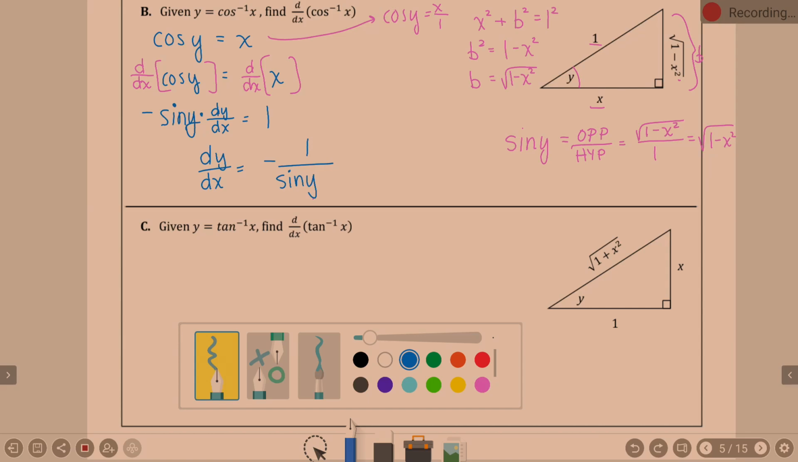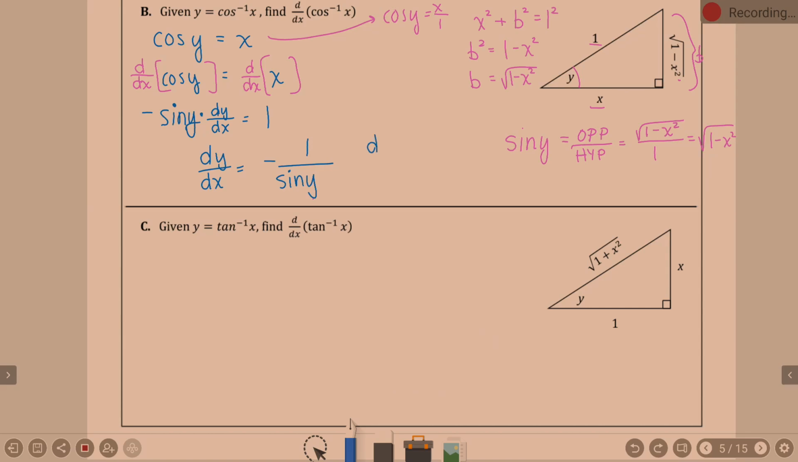So, what do we know now? Dy dx is negative of 1 divided by square root of 1 minus x squared. And this is the derivative of cosine inverse. What's the difference between the derivative of sine inverse and cosine inverse? Negative. A negative sign, yes? So if you can memorize sine, all you have to know is that cosine is the opposite. Just like the derivatives of sine and cosine are each other, just one of them's the opposite. Same idea there.